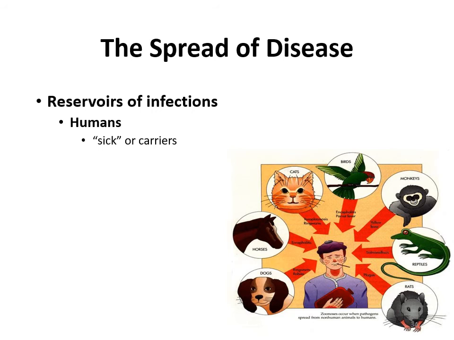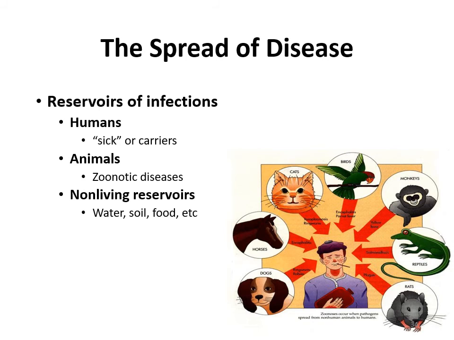The other reservoir option is animals. When an animal transmits pathogens, we call those zoonotic diseases. So think of the zoo, animals. Zoonotic diseases are when animals are carrying the pathogens. And you can get zoonotic diseases in more than one way. You can directly get them from things like an animal bite, or you could get them transmitted from things like fecal matter.